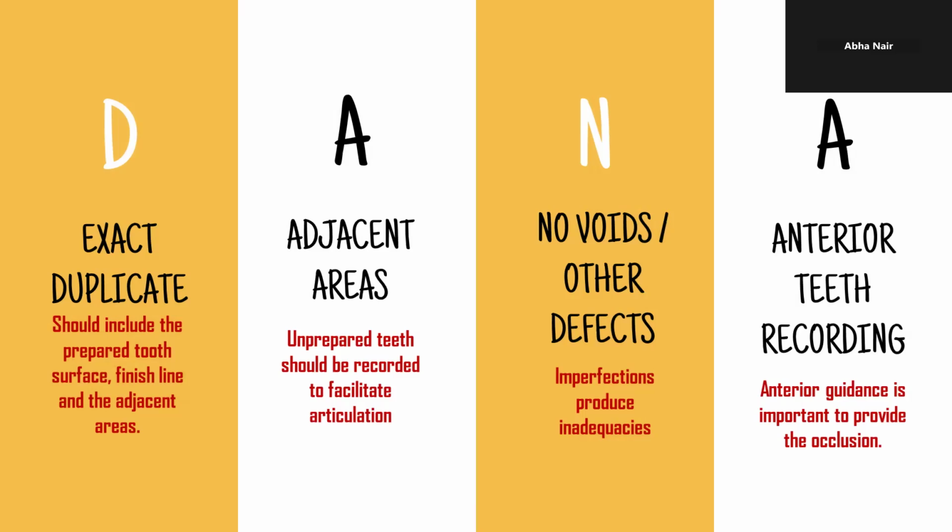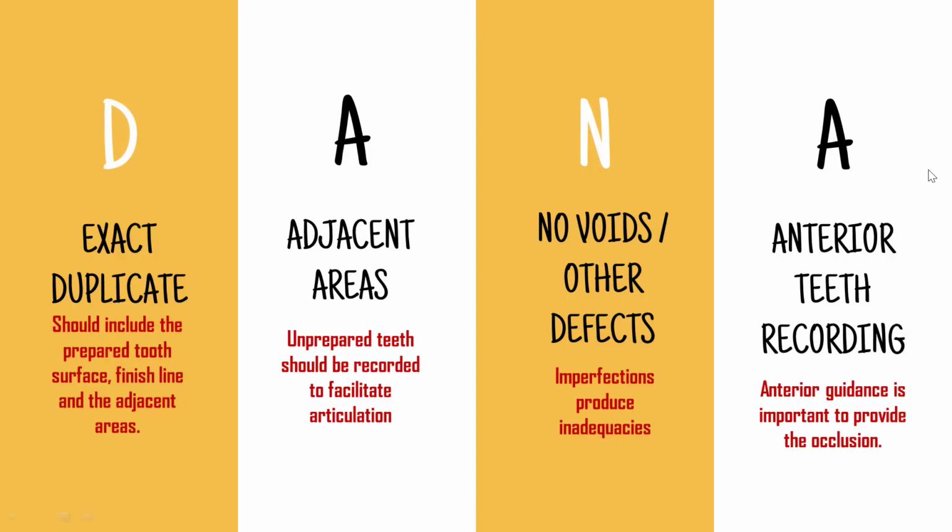The impression should be perfect, free of any void or any other defect, as any imperfection can produce inadequacies in your impression. It is very important to make sure that you have recorded the anterior teeth, even if the anterior teeth are not the prepared teeth, as the anterior guidance is essential to provide the occlusion while doing a fixed prosthetic rehabilitation.